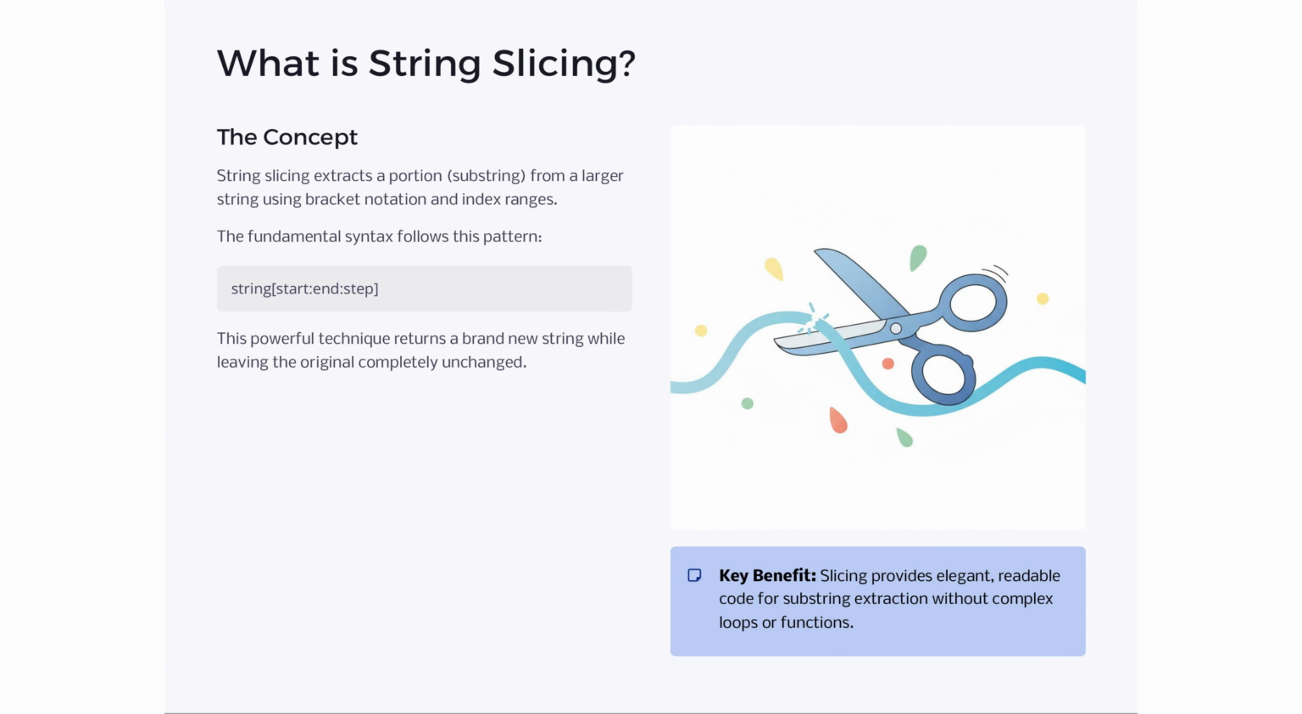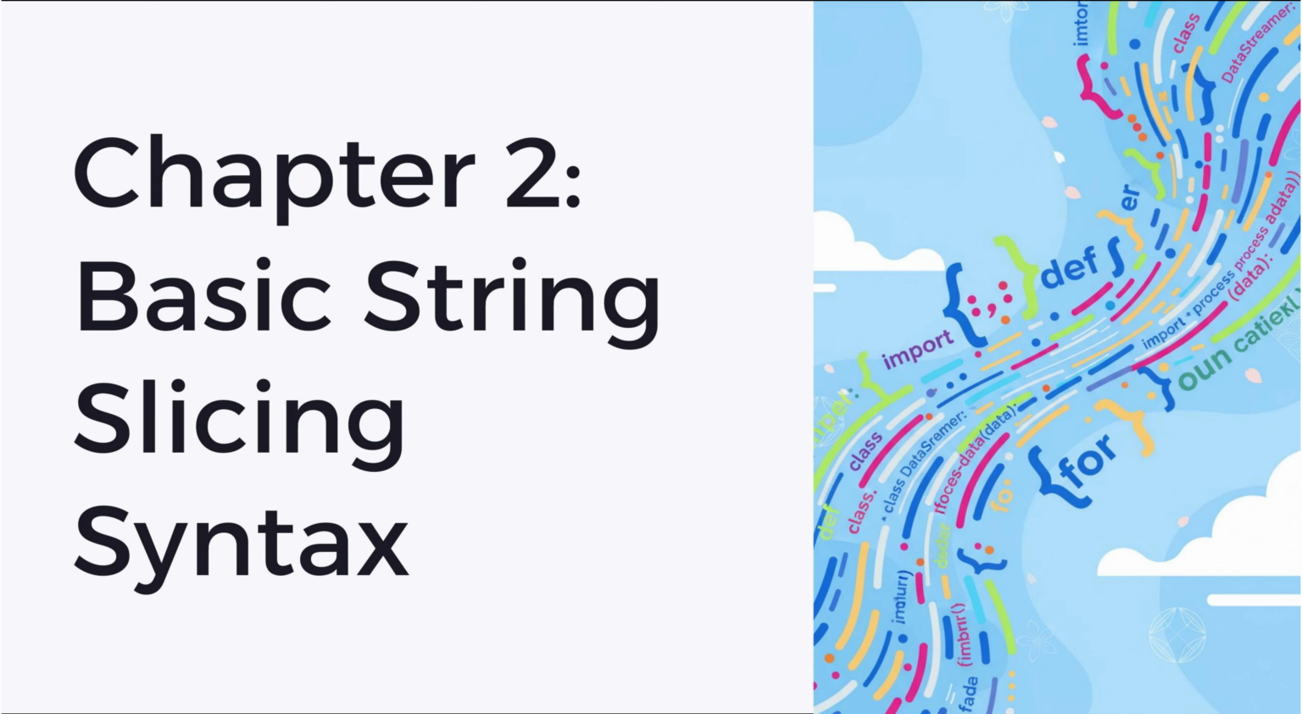String slicing in Python uses the syntax string[start:end:step] to extract substrings. This method employs bracket notation and index ranges, creating a new string without altering the original. Slicing offers a clear, efficient way to obtain substrings, enhancing code readability and eliminating the need for complex loops or functions. Basic string slicing syntax involves specifying a start index, an end index, and an optional step value.